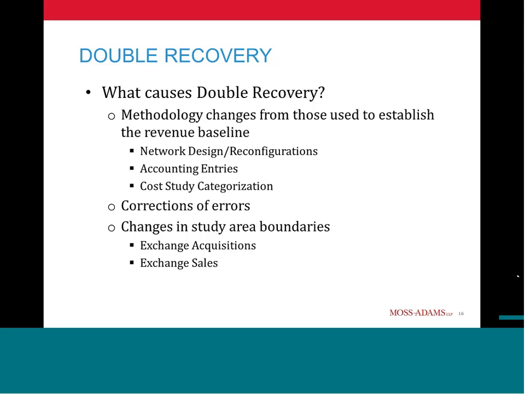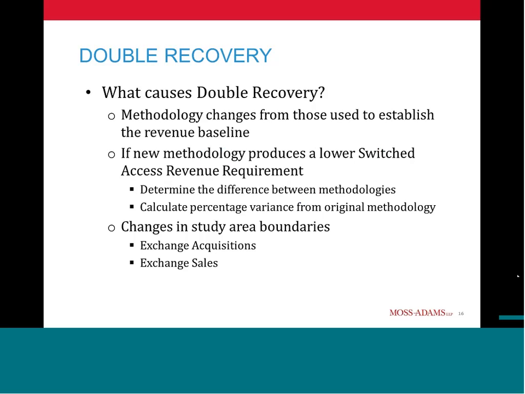And then finally, any changes in study area boundaries. If you acquire or sell exchanges, that's going to change the costs that are included in your switched access revenue baseline, and so you'll want to make sure that you calculate double recovery for those as well.